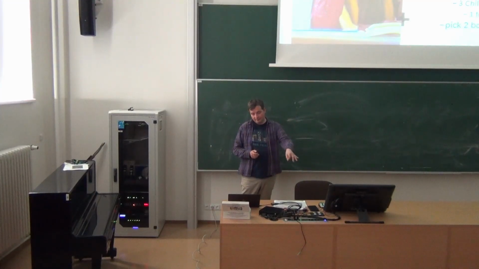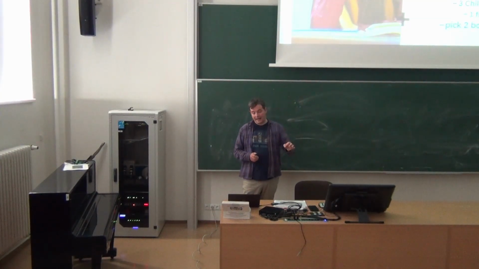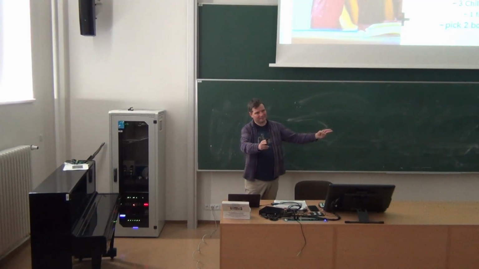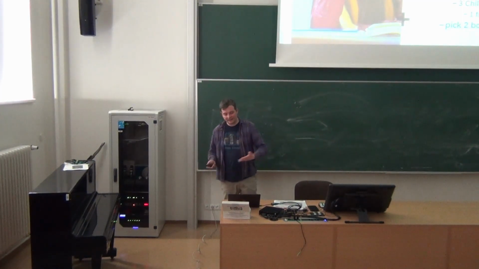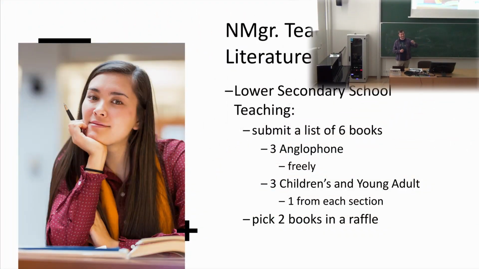One number is definitely from the children's and young adult section. Everybody has to talk about children's and young adult literature. And then the other number is coming from the remaining 6. So you might either end up choosing an American and the children's literature, or a British and the children's literature, or an Anglophone and the children's literature. The children's literature is definitely there.